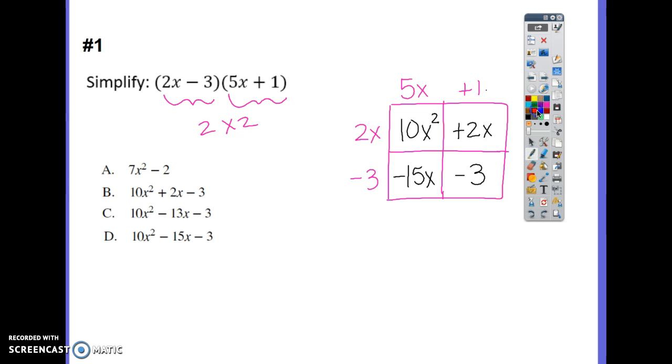So then if you remember what I told you last time, the diagonals have to be the same, and then you add them, right? So negative 15 plus 2 gives you how much? Negative 13x. So the only one that has negative 13x is letter C. In the front you have a 10x squared, and in the back you have a minus 3, so the answer is C. Okay? Let's go to the next problem.